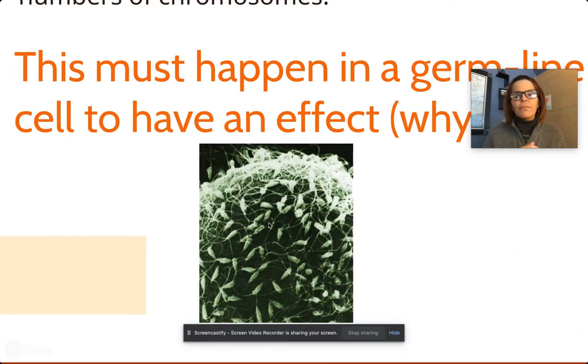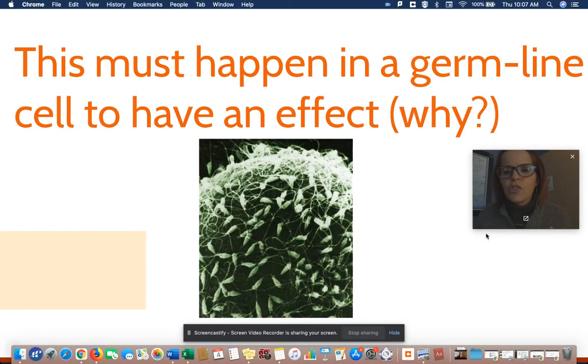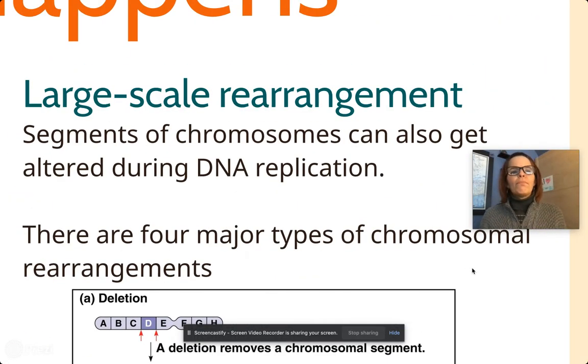So this leads to gametes with irregular number of chromosomes. And then it says this must happen in a germline cell to have an effect. The author of this is just saying the germ cells are the ones that are going to produce a full body syndrome, as opposed to me getting a few wrong chromosomes in a few of my cells. It's not going to be a syndrome for me.